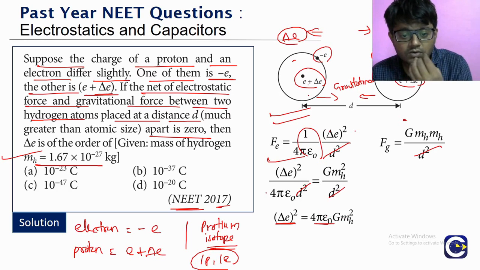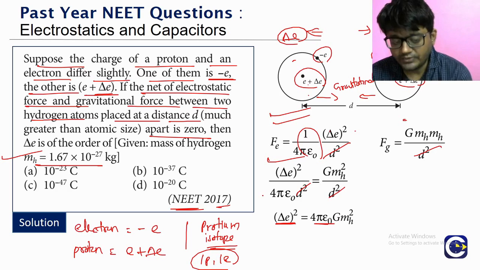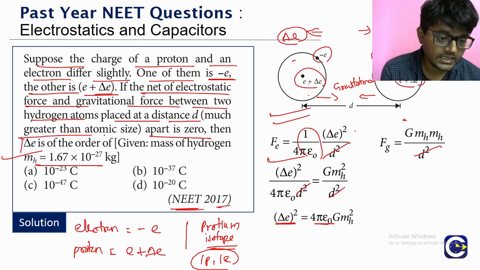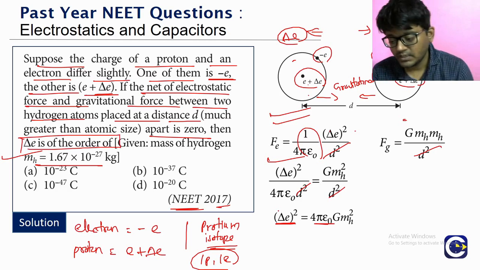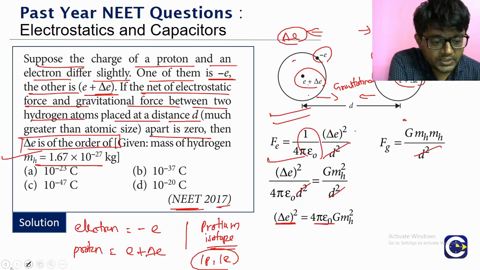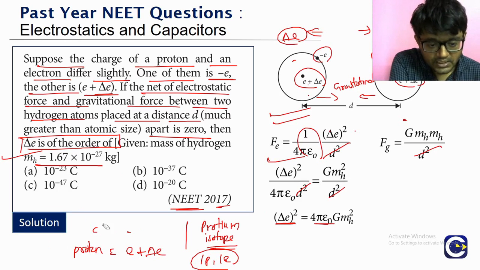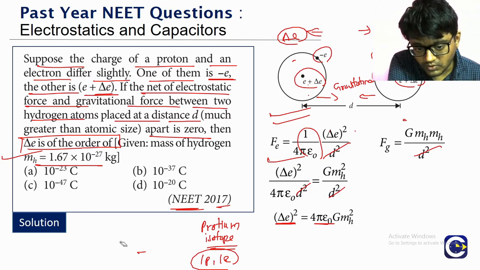Now the question they are asking is the order of delta E. They are not even asking us what is the exact value of delta E. They are asking us what? The delta E is of the order of. Means if you are able to tell approximately what is the exponential term for that. And we can see one thing in all these kind of questions, right? The options will not be close by.